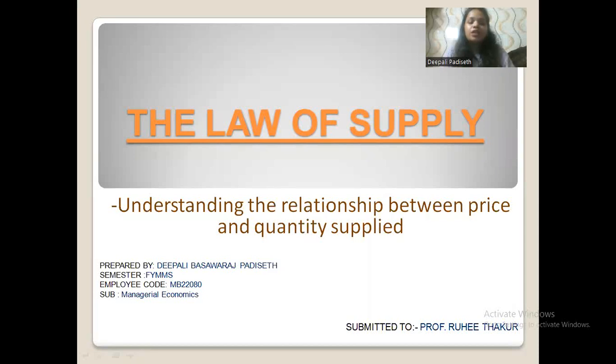Today we will be talking about the subject managerial economics, and I have chosen the topic of the law of supply. So let's talk about how this law of supply works in the market.